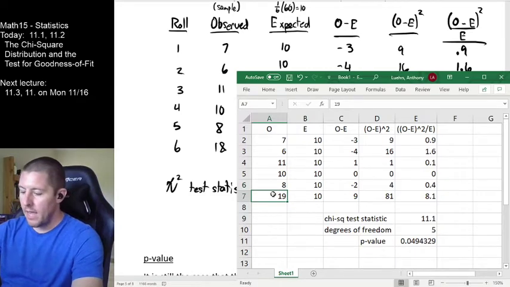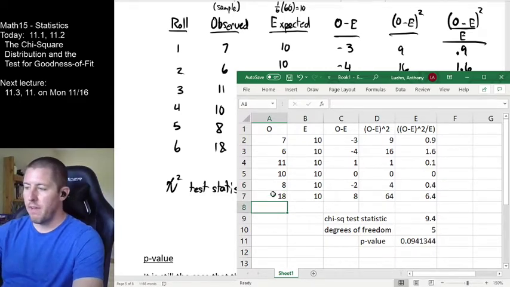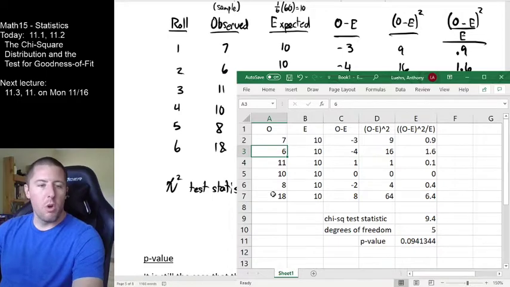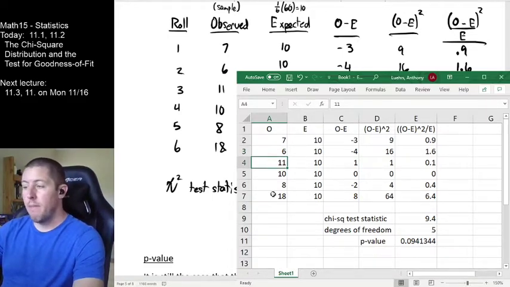Originally, this was 8 and 18, right? There we are, back to our original p-value. What happens if we swap some rolls elsewhere, right? This guy, 11, this was one more than we expected. Maybe we give one of these rolls to the 2s right here, right? There were 6 2s, there was 11 3s.